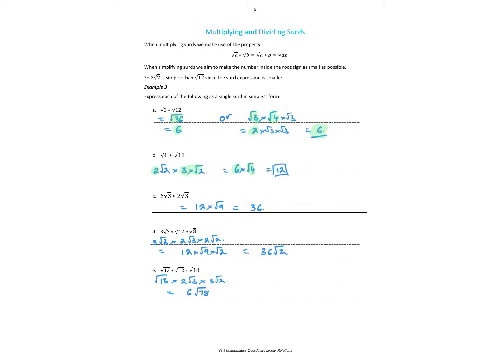These ones are small enough, so we might just multiply them straight away. 6 2s are 12. Root 3 by root 3 is root 9, and the square root of 9 is 3. 12 3s are 36.